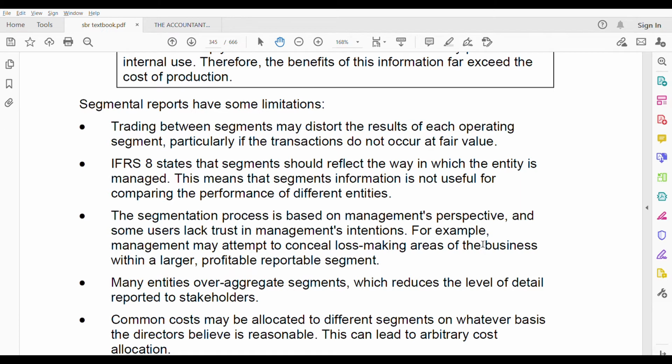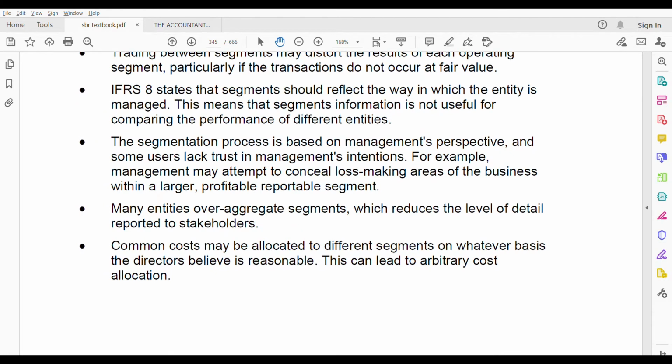They might not want to show that within a larger profitable reportable segment. How do they hide it? Inside the larger profitable reportable segment. When entities over aggregate segments, they may try to aggregate each and everything, which reduces the level of detail reported to stakeholders. So the detail is missing out. And common cost may be allocated to different segments on whatever basis the directors believe is reasonable. This may lead to arbitrary cost allocation.